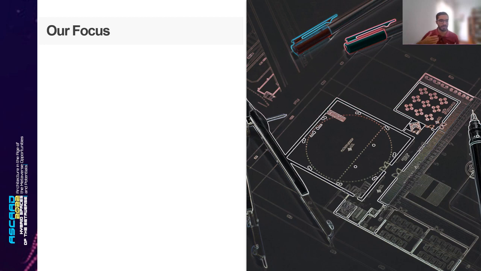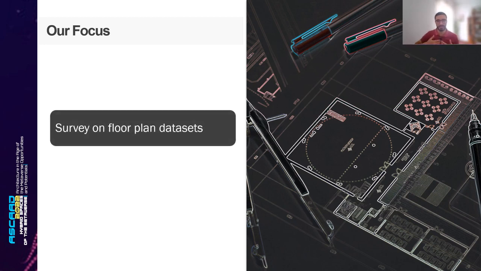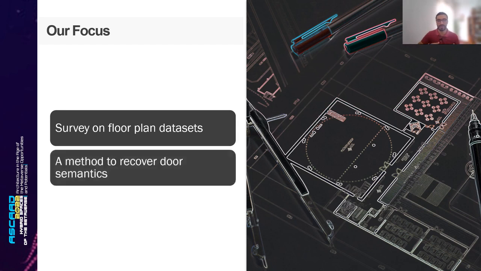So the focus of our research is twofold. We start by performing a survey on floor plan datasets in the literature, covering 17, and we hope that this serves as a good starting point for any researchers looking for data or into current methods for floor plan interpretation. We also propose a method to recover door semantics in floor plan images, and these semantics include opening direction, door axis, and door type, and we propose a method to do this while using the publicly available data, which is oftentimes limited in that regard. And this is the part that I'll focus on for the rest of the presentation.